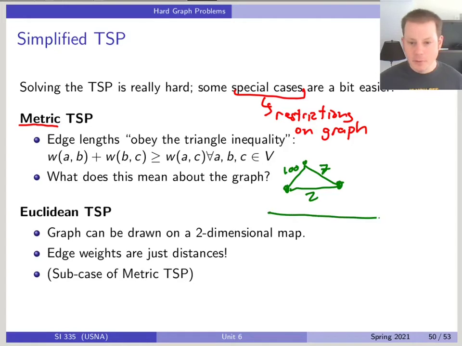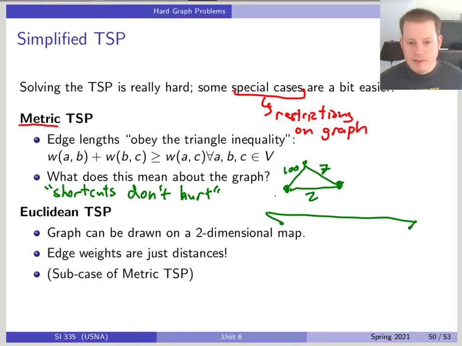The one of length 100 would actually be really long, and then you would have this length 7 edge and this length 2 edge, and there's just no way to actually connect them. So the triangle inequality means, is it possible to draw that as a triangle? And if a graph is a metric graph, then any three vertices obey this triangle inequality. So what this means, and we'll see how this is helpful in a second, is that the shortcuts help. Or I should say that the shortcuts don't necessarily hurt.